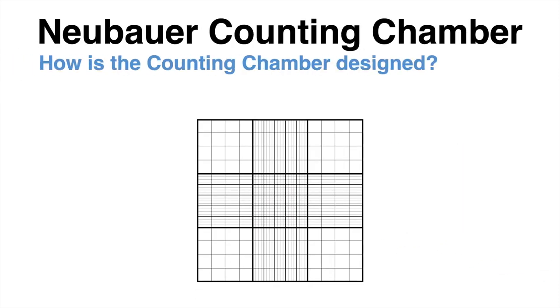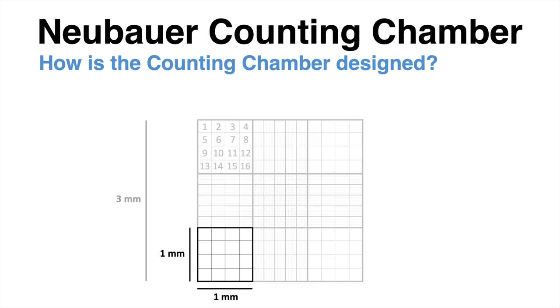A Neubauer slide has 2 spots for the application of the sample solution. Each of those spots measures 3 × 3 mm and consists of 9 squares. A square is divided into 16 smaller boxes. One of the 9 big squares, which will later be used for counting cells inside, has a size of 1 × 1 mm, resulting in a surface area of 1 square millimeter.